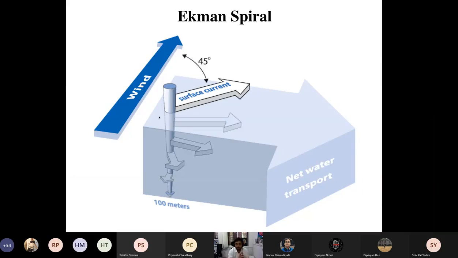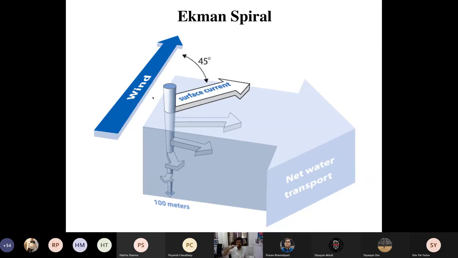Okay. And the net water mass movement: that subsequent layer of water mass, which is moving at 45 degrees to the wind, is going to drag the next layer of water mass with itself, and that deflection will be at another 45 degrees, and the layer below that will be dragging it at another 45 degrees.